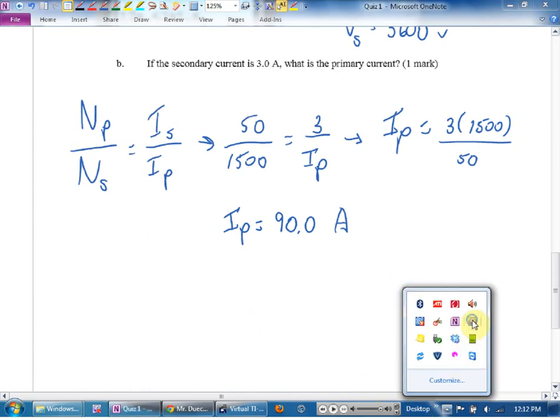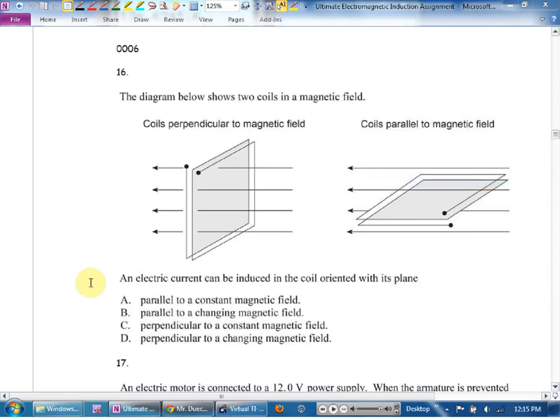So some question and answers here. Number 16 from the induction review says, the diagram below shows two coils in a magnetic field, one where there is a flux, one where there's a flux of zero. An electric current can be induced in the coil oriented with its plane. Now, A is wrong, and the reason A is wrong is we said it's not the magnetic field that causes voltage. The changing flux, which is usually a changing magnetic field.